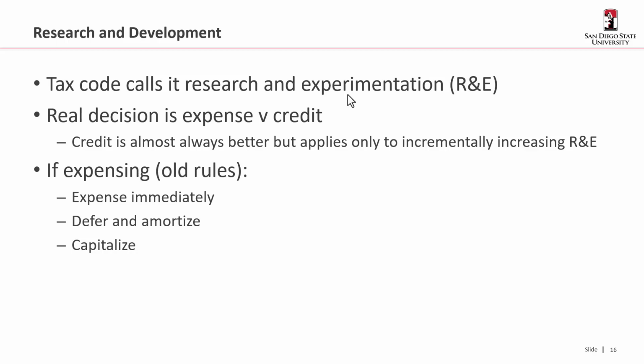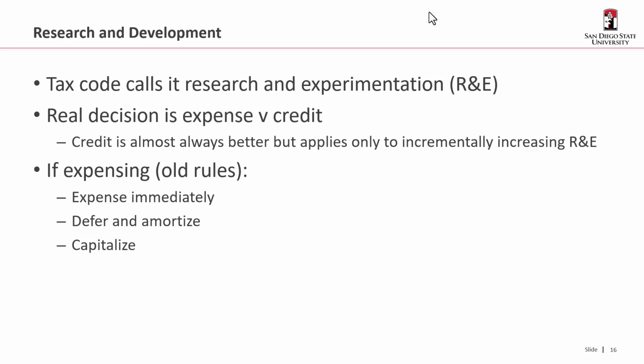All right, this is a quick three-part, and they're all pretty much business related. So let's start with the research and development. So R&D expensing, which is technically R&E. So the tax code refers to it by a different name, but neither here nor there. The real decision, if you will, is whether to take expense versus a credit.